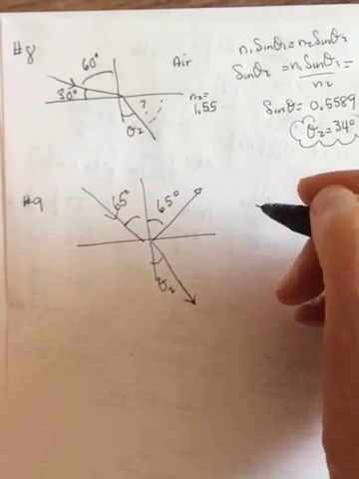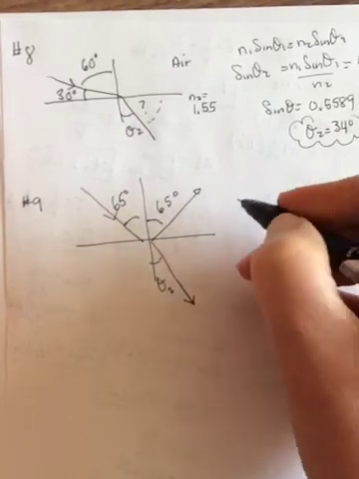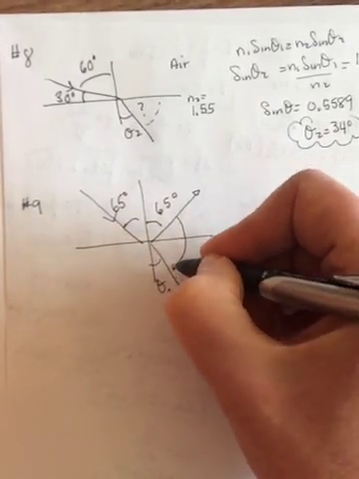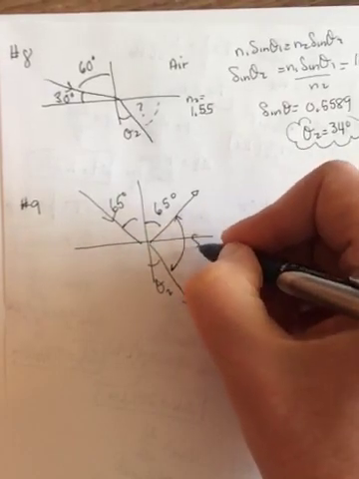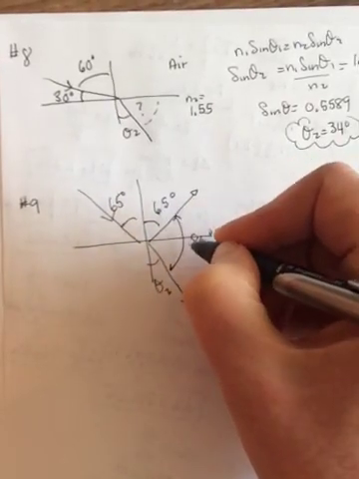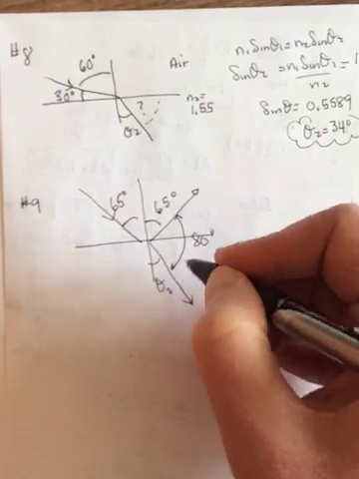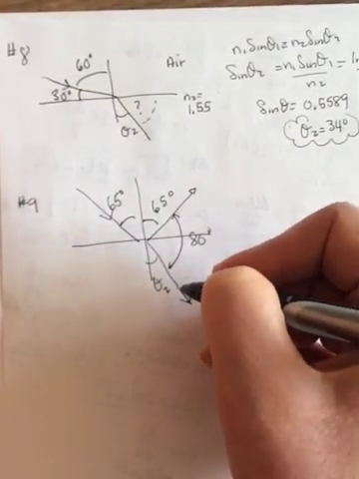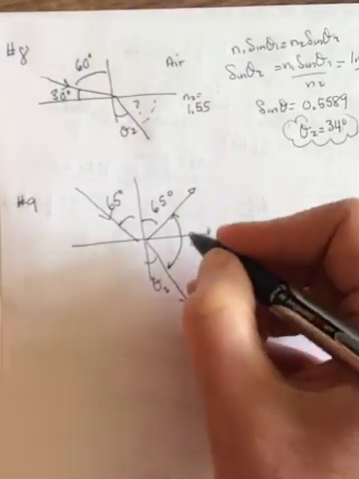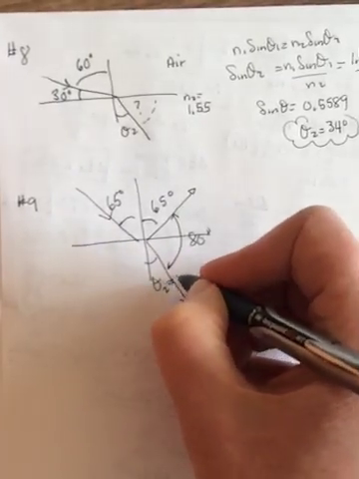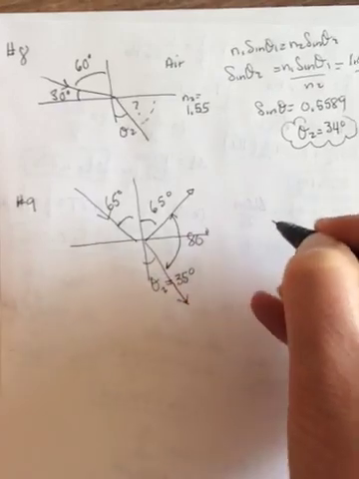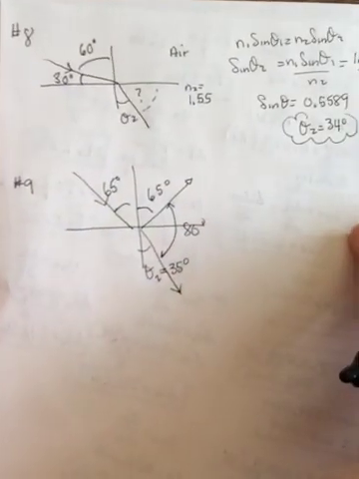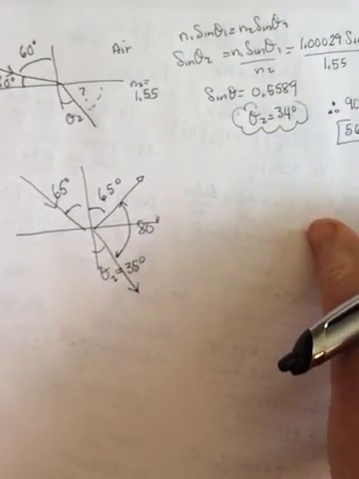It is observed that the reflected and the refracted portions make an angle of 80 degrees. So this angle is 80 degrees. So if this is 65 and this is 80, that's 145. So how much does theta 2 have to be? Hopefully you can see it has to add up to 180. This has to be 35 degrees.